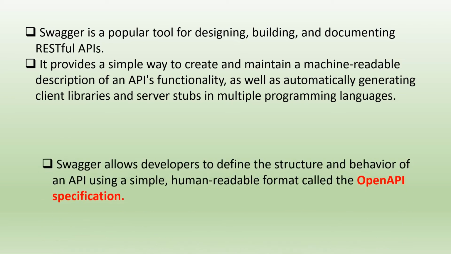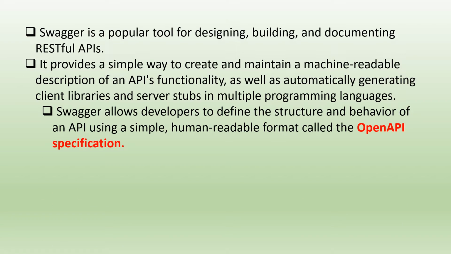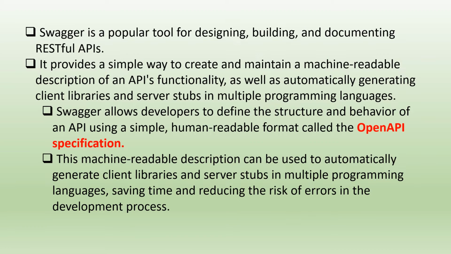Therefore, Swagger allows developers to define the structure and behavior of an API using a simple human readable format called the OpenAPI specification. We will see what is OpenAPI specification a little bit later. So this machine readable description can be used to automatically generate client libraries and server stubs in multiple programming languages, means saving time and reducing the risk of errors.